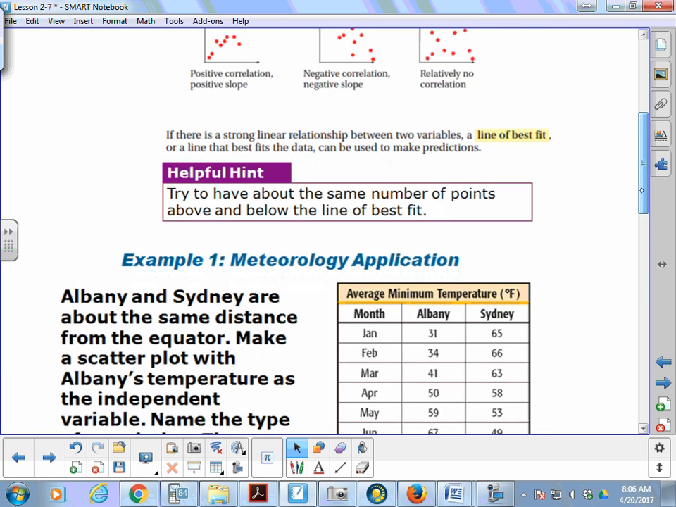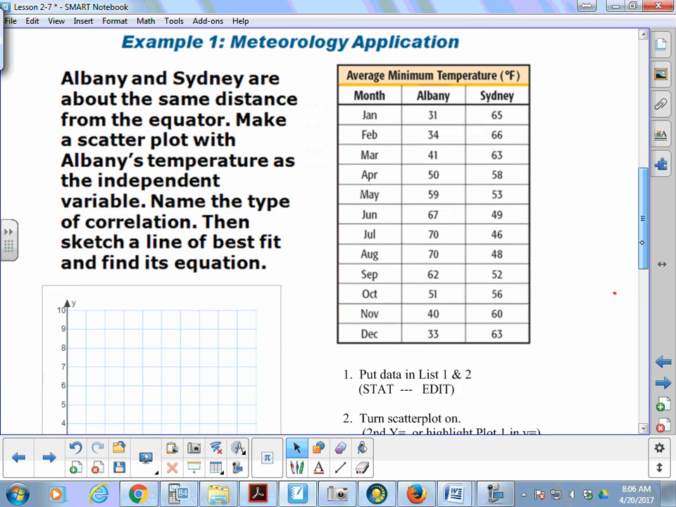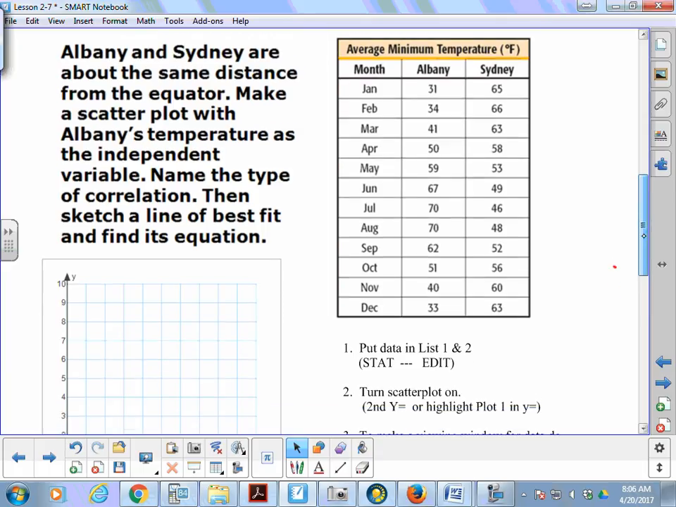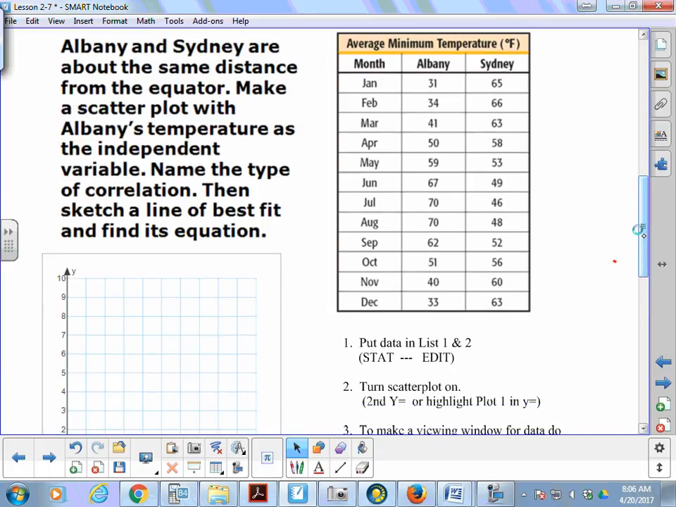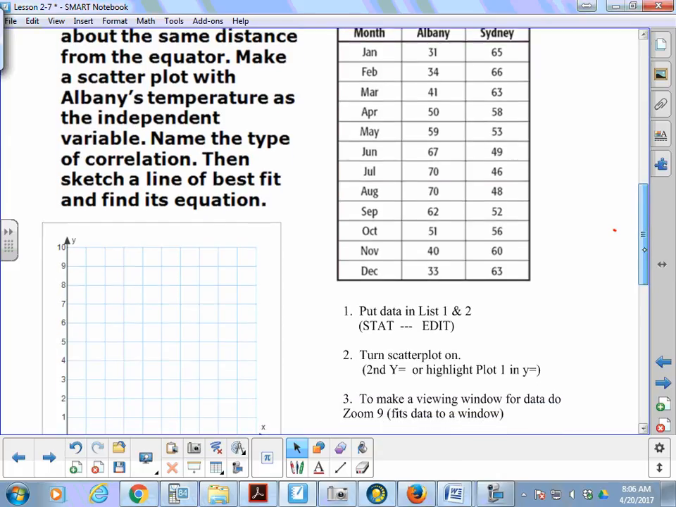All right, so right here we have Albany, New York, and Sydney, Australia, about the same distance from the equator. I want us to make a scatter plot with Albany's temperatures as the independent variable. Name the type of correlation, so we're going to tell whether it's positive or negative. And then we're actually going to find the line of best fit, graph it, and find its equation. Right? So, first thing I want you to do is make a scatter plot of this data, with Albany's temperatures as the independent variable.